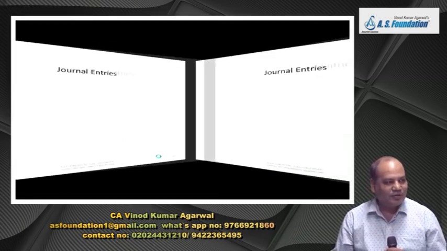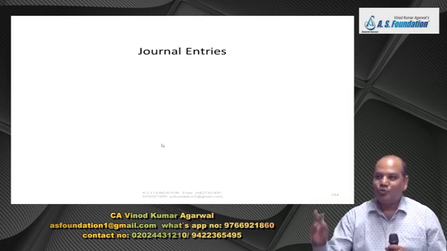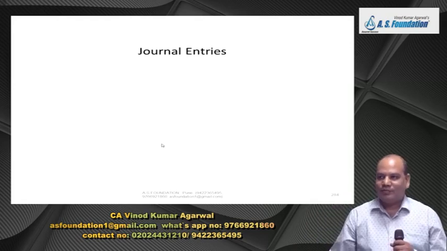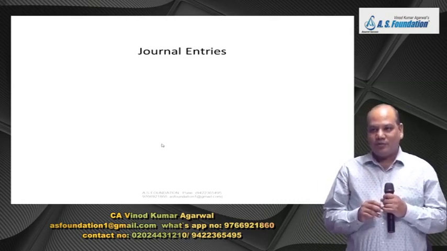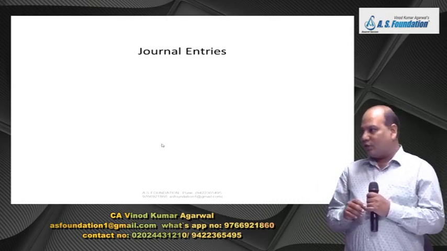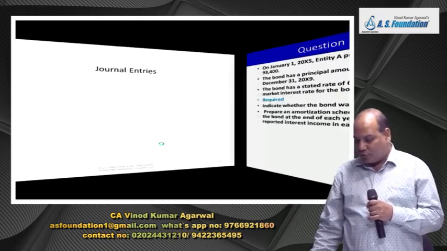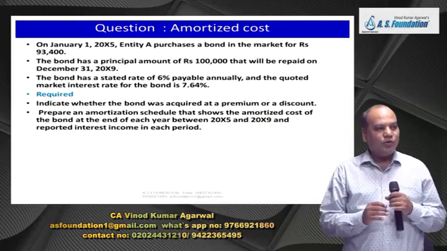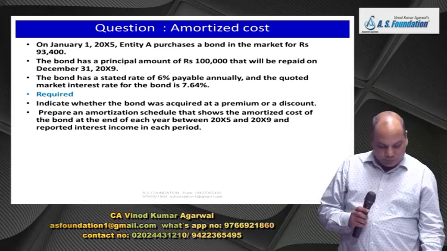Journal entry for 4 years, you will do as homework. But remember, in the last year, you have to pass one more entry: Bank account debit to investment in bond 50,000. Is it right? Last year you will pass one more entry, bank to investment. If they ask you for all 5 years, this way you will do. One more question we will practice on this.